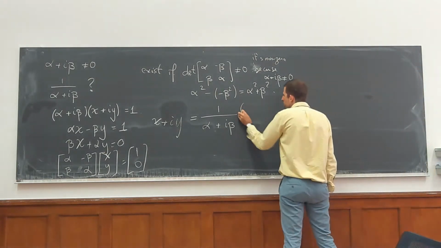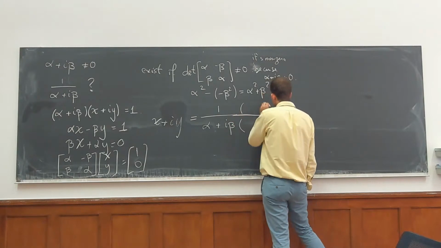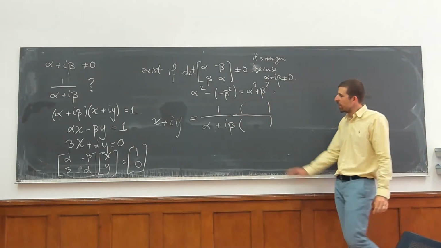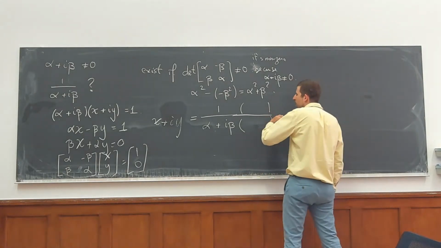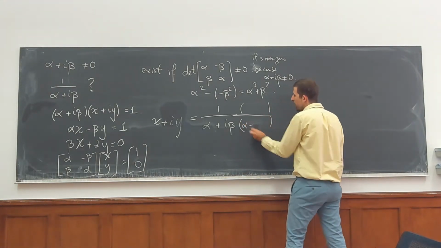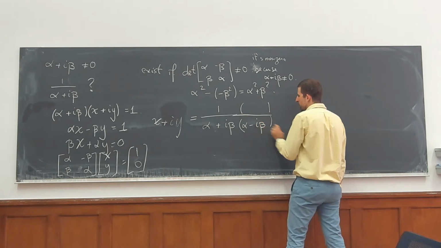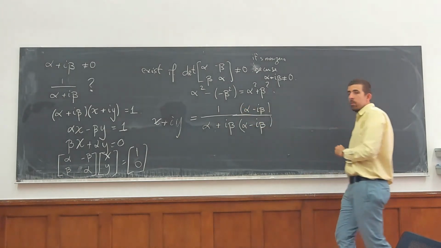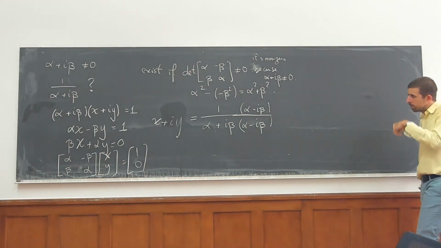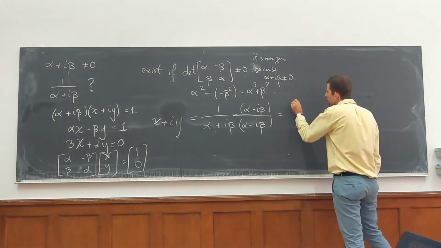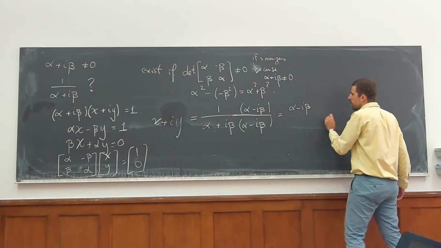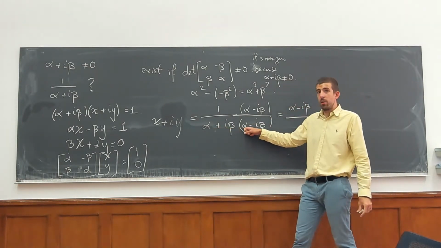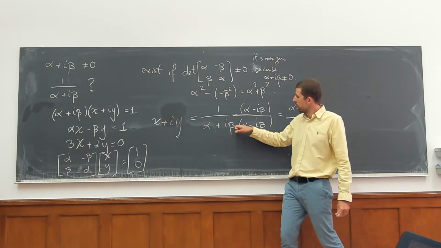Right, so I'm going to do a trick that you'll do many, many times. It's like the complete the squares kind of trick, which is you multiply here by alpha minus i beta on both sides. So what do we get? We get alpha minus i beta. And here, what do we get? We get alpha squared.